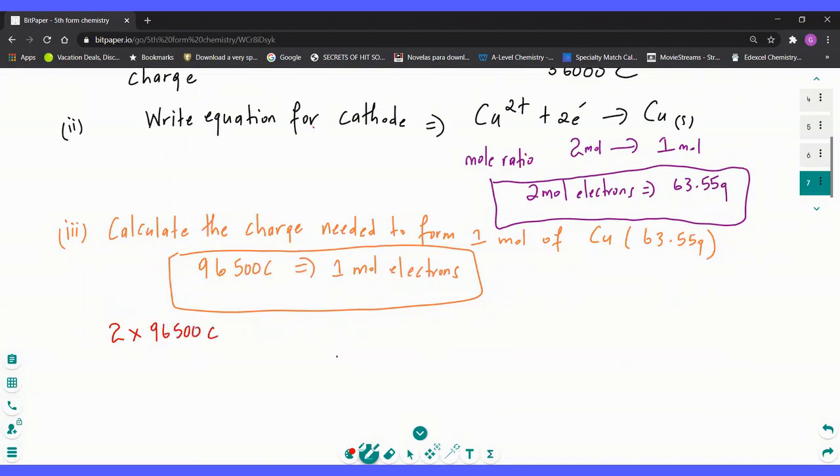96,500 coulombs to give us the 63.55 grams of copper. I want you to see how I was able to make this statement, because I know how many electrons it needed to give me my 1 mole of copper. I know that in order for me to get 1 mole of electrons, I need 96,500. So clearly, if I needed 2 moles, I must multiply this number by 2.